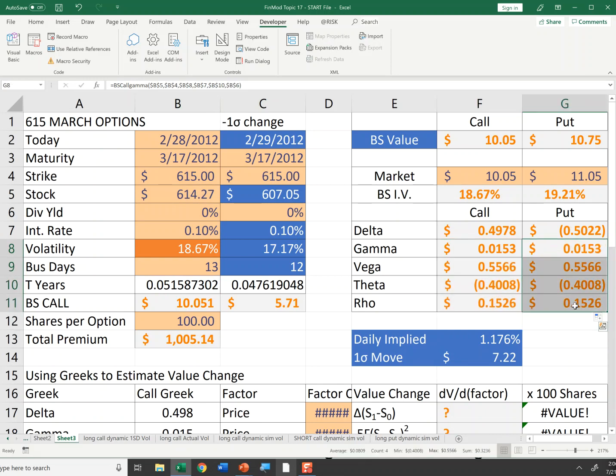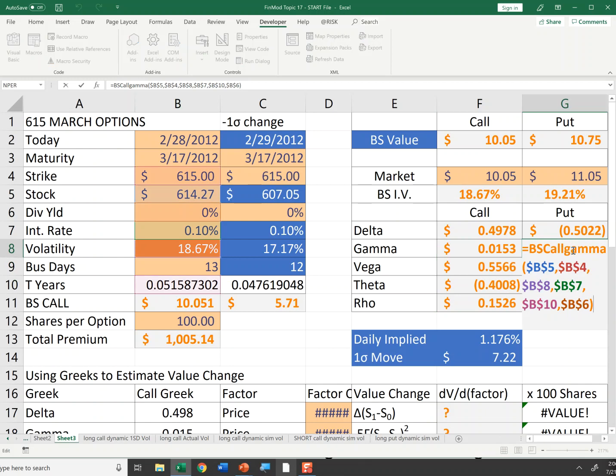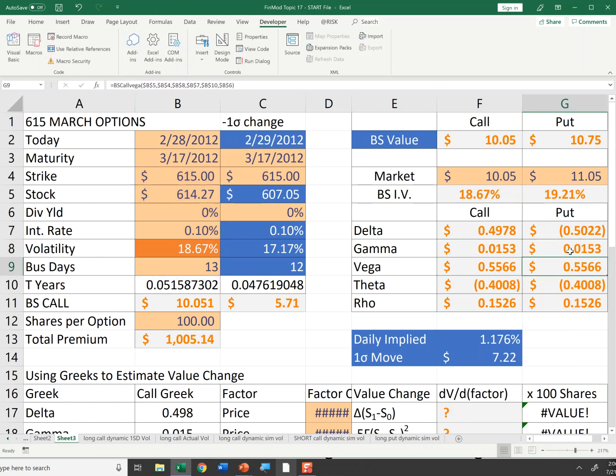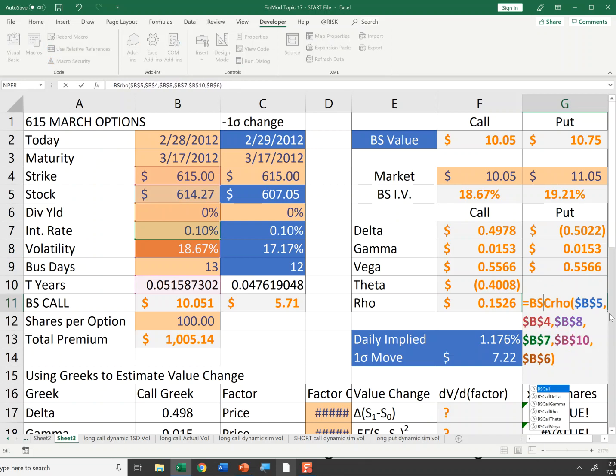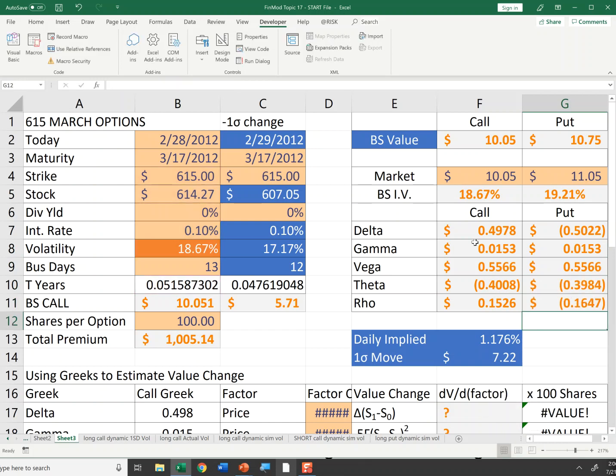So I'm going to highlight this and change call gamma to put gamma. Change that to put. And the last two. So these are my Greeks.